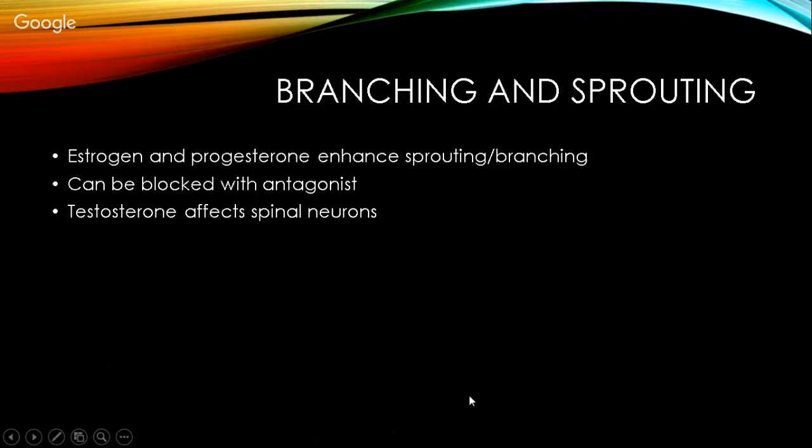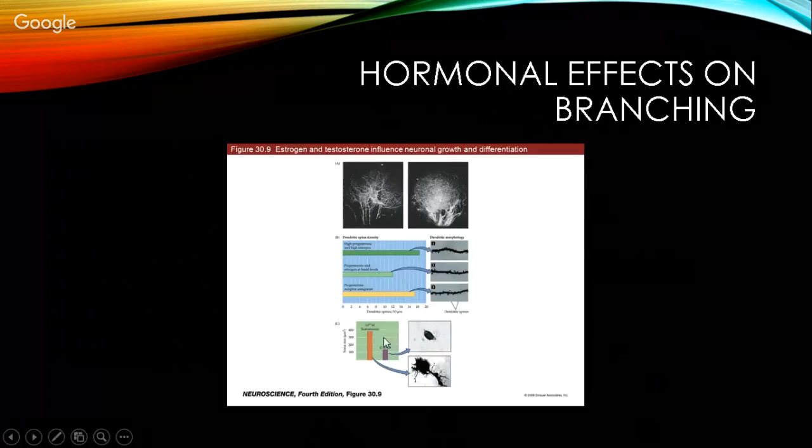Okay, branching and sprouting. The nerve processes of different nerve cell types have been noted to be affected by sex hormones, particularly progesterone, estrogen, and to some extent testosterone. There are some experiments that look at this. This is actually treatment with progesterone to create a vast arborization in an area that didn't have much. This one.